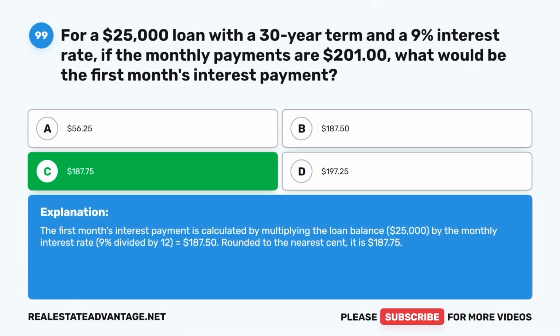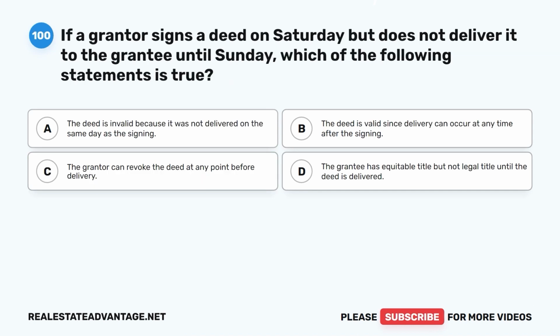$187.75. The first month's interest payment is calculated by multiplying the loan balance, $25,000, by the monthly interest rate, 9% divided by 12, equals $187.50. Rounded to the nearest cent, it is $187.75.